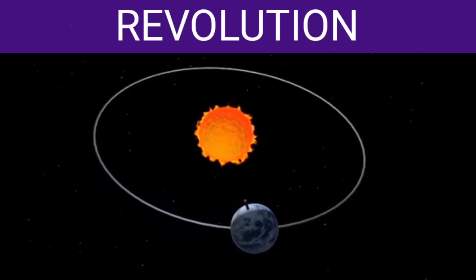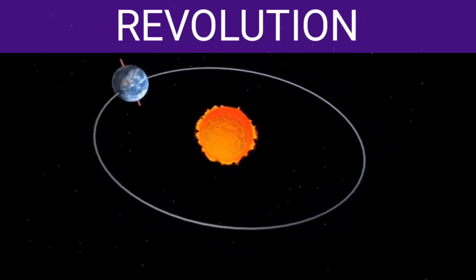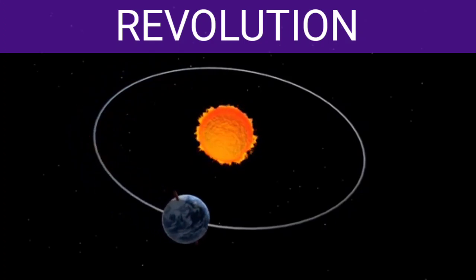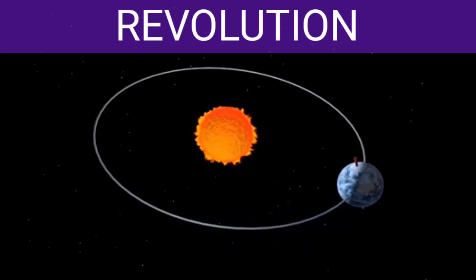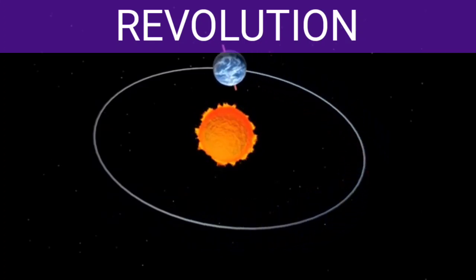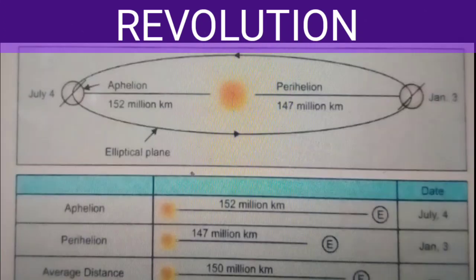Now let us discuss some of the characteristics of revolution. When the earth moves around the sun, the average distance between the sun and the earth is 150 million kilometers. However, due to the elliptical nature of the orbit, the distance varies from time to time. On 3rd January, the distance is 147 million kilometers, which is known as perihelion, and on July 4th, the distance is 150 million kilometers, which is the longest distance, and it is termed as aphelion.